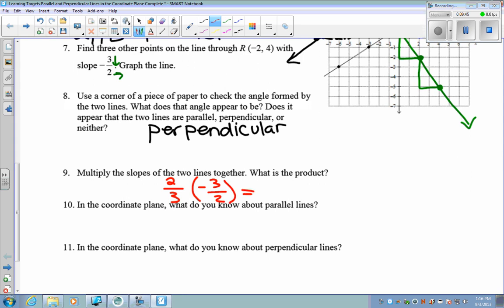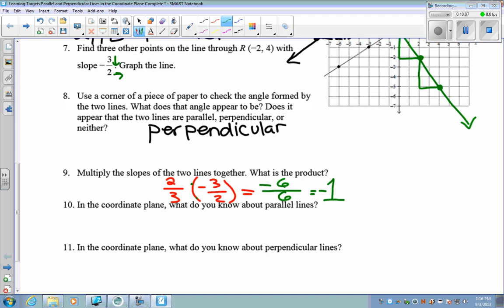Okay, in order to do that, we have to do 2 times -3, which is -6. And then 3 times 2, which is a +6. Now, of course, when I reduce that, -6 divided by 6 is equal to -1.